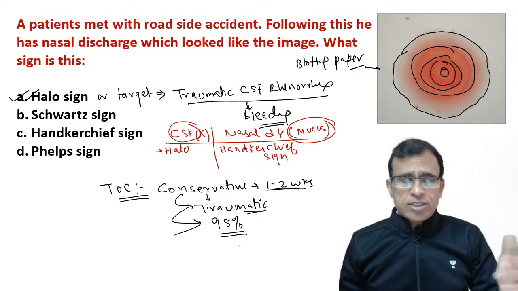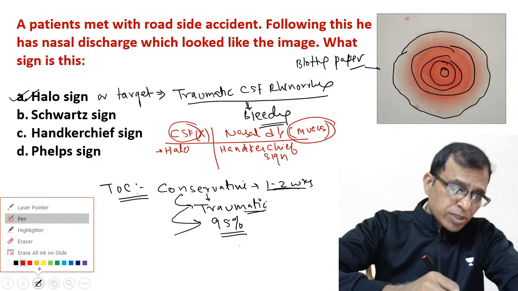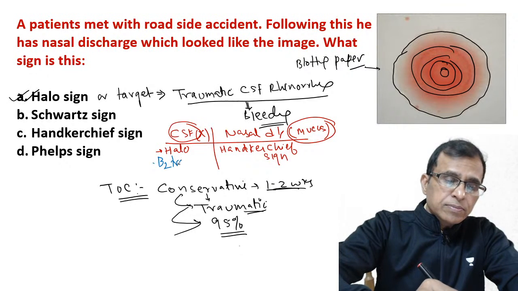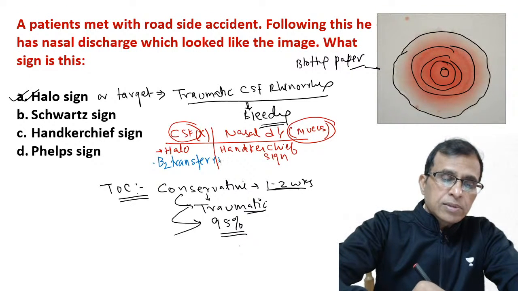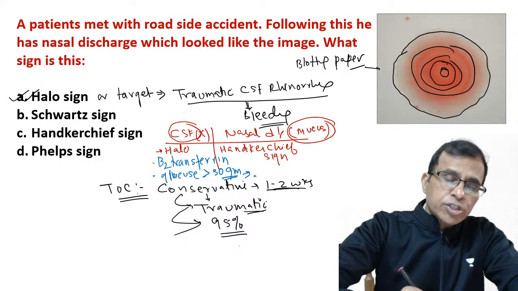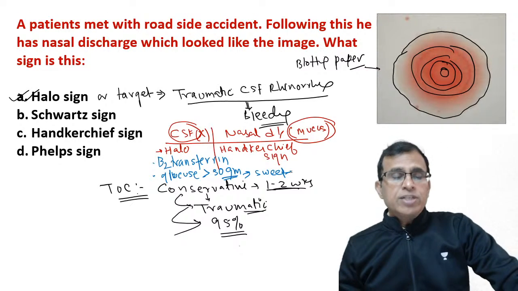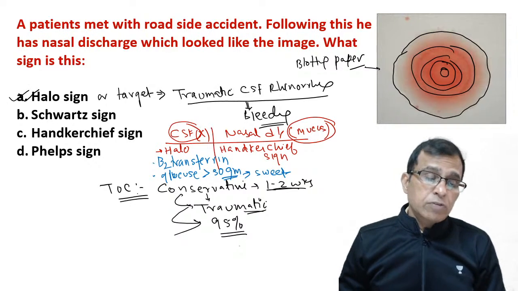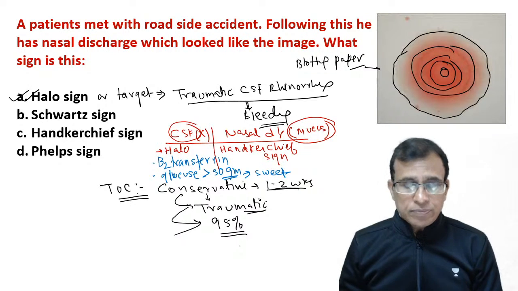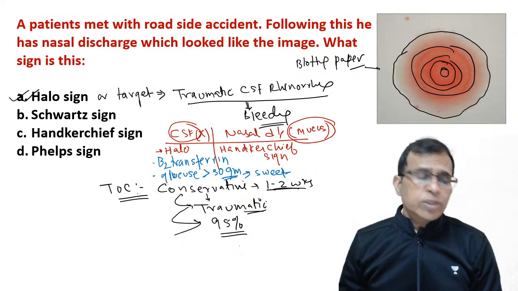Right? And there are so many other points. I'm not going to go into the details, but the important ones I'll tell you anyways is that CSF has beta 2 transferrin, and the glucose content in CSF is more than 30 gram. So because glucose is high, it is sweet in taste. Of course, nobody tastes it, but it has to be sweet because of glucose. In nasal discharge, the glucose is less. So it is not sweet. It's more of salty, right? So this is what the handkerchief sign is about.